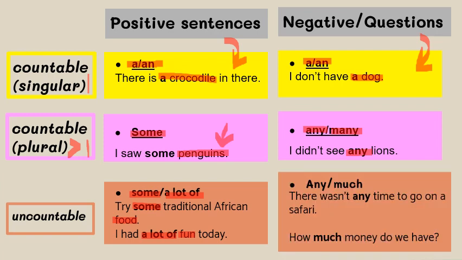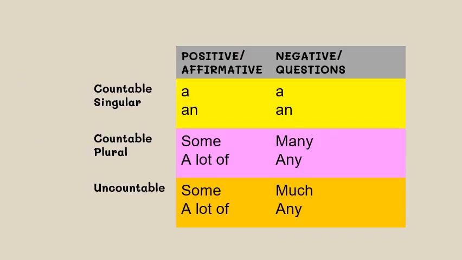Then we have negative sentence and question. We use any or much. Contoh, there wasn't any time to go on safari. So time is uncountable. And then money is also uncountable. So how much money do we have? So don't worry, this one macam like pening-pening sikit. So teacher dah summarize kan, dah rumuskan for you. It's actually macam ni je.